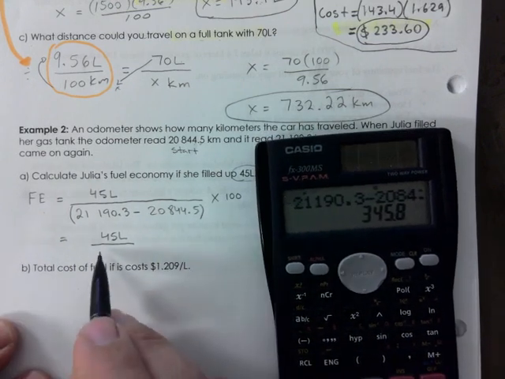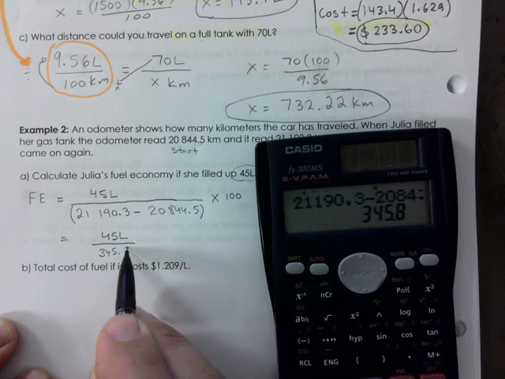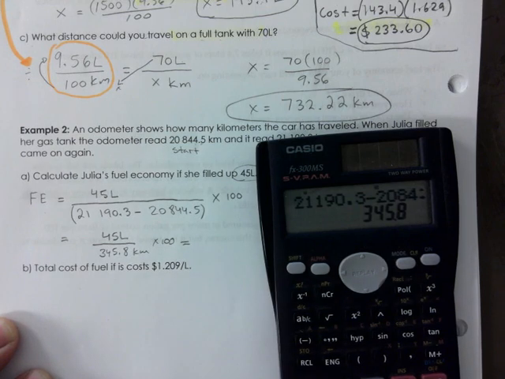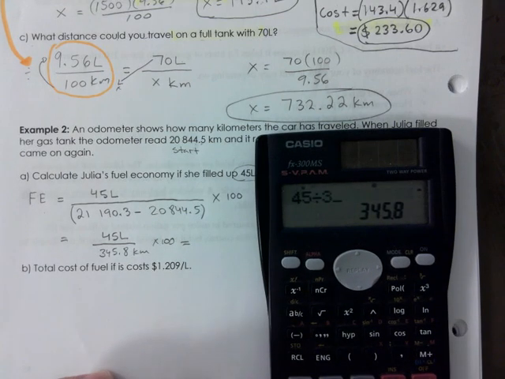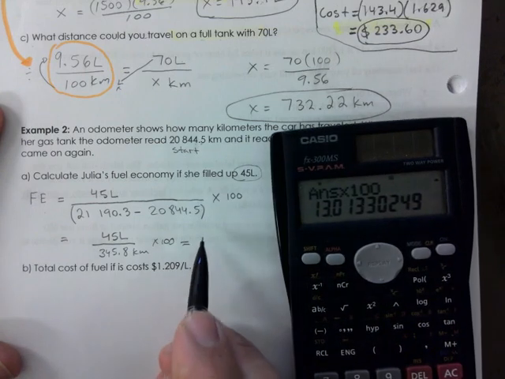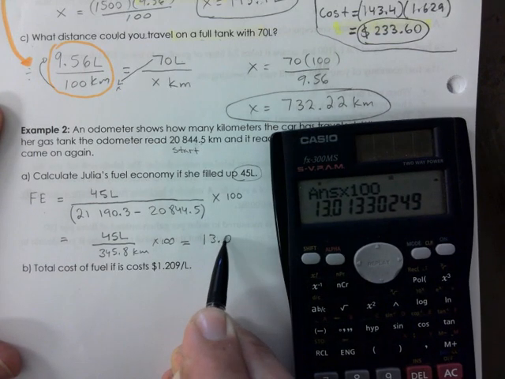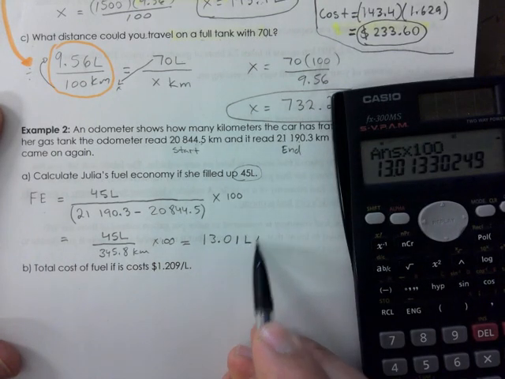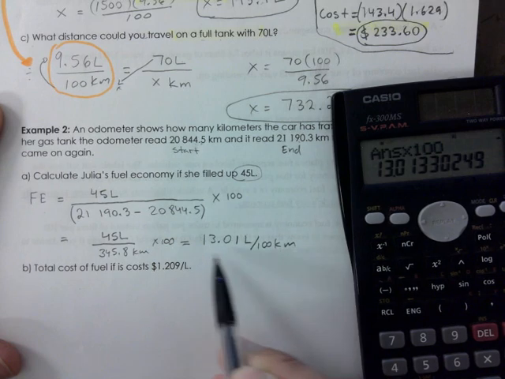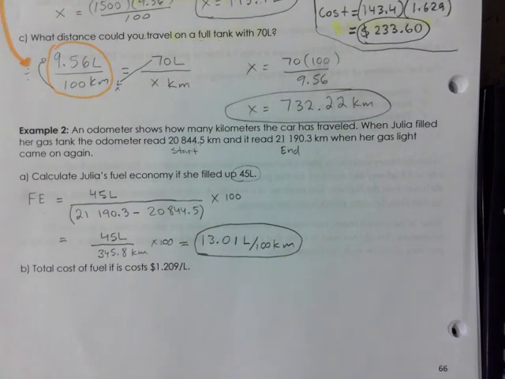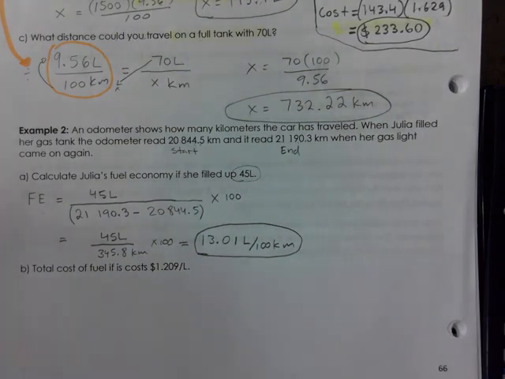Right, that's 345.8 kilometers times 100. So I go 45 divided by 345.8 times 100. So it's 13.01, right? About 13 liters, but to be specific, 13.01 liters per 100 kilometers. So now we figured out the fuel economy of her car, and that's how you can do it too.